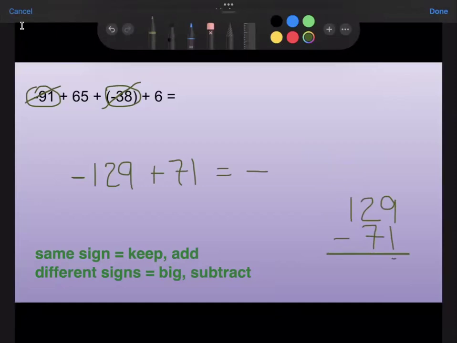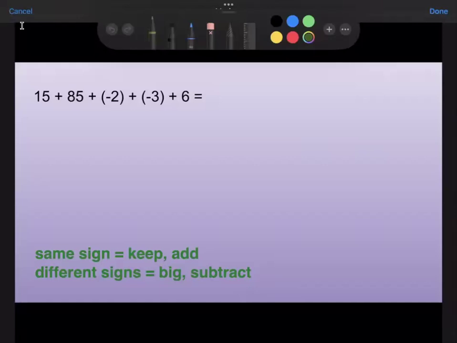Well, 9 minus 1 is 8. I can't take 7 away from 2, so I have to regroup, make that 0, and make this 12, which would make this 5. So my final answer here for this big long chain would be negative 58.